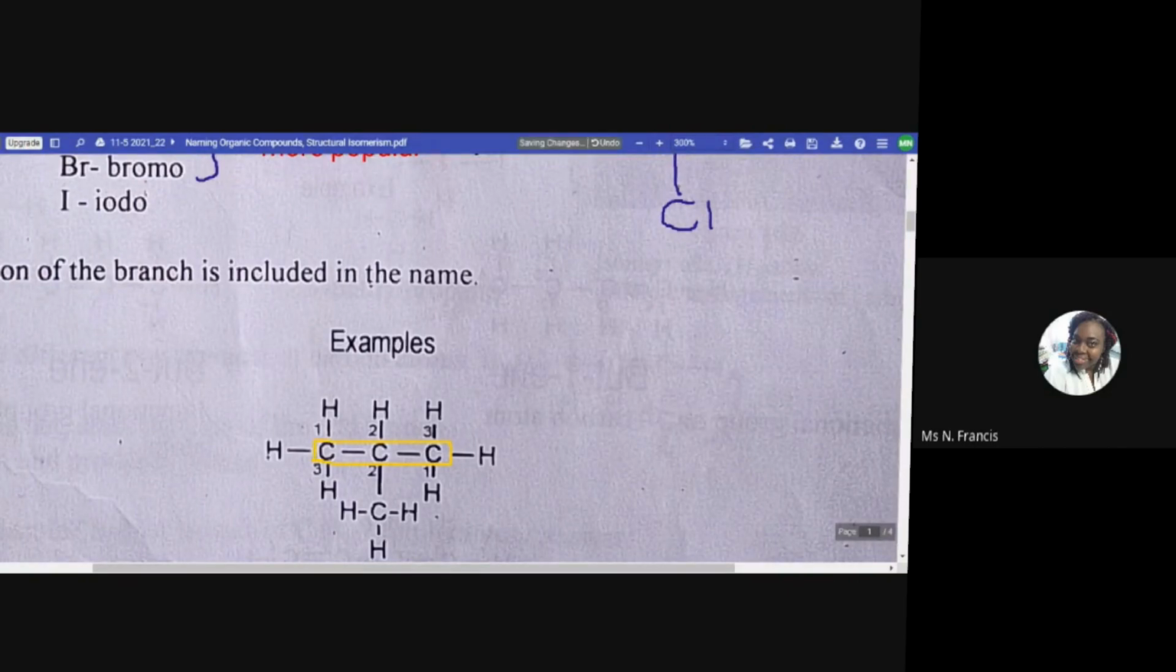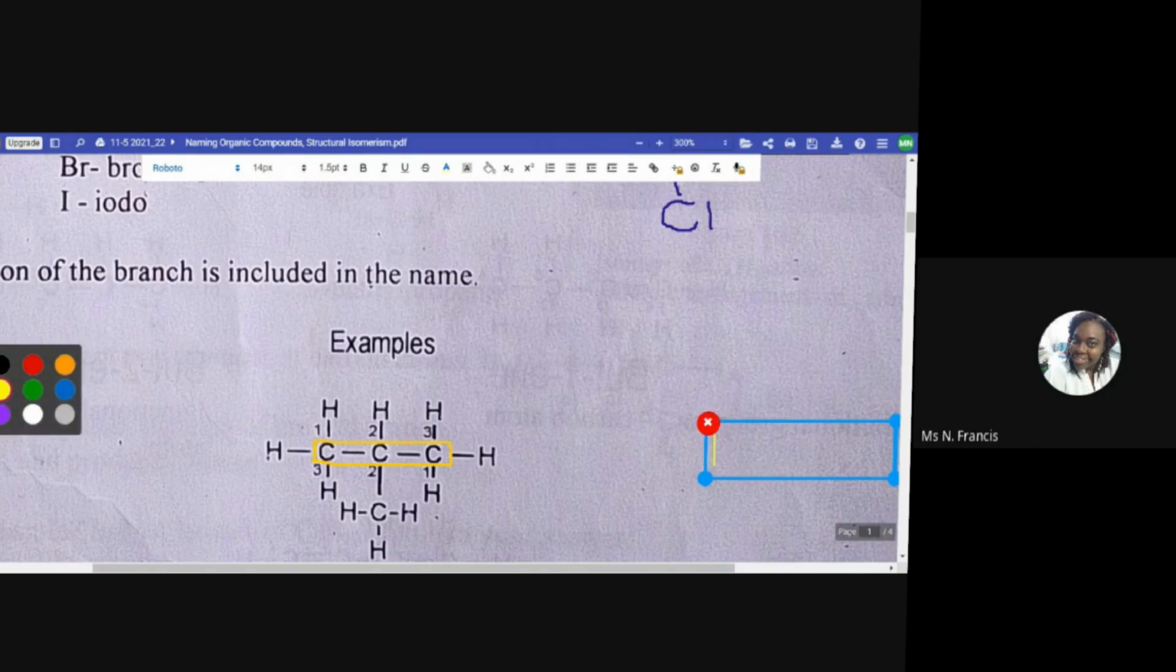When I find the chain, I'm going to identify the name of the main chain based on the number of carbon atoms that are present. If I have three carbon atoms present, and they're all separated by single bonds, what's the name of my backbone? It is propane. My prefix for three is prop. Single bonds only, I know it's an alkane, and so it is propane.